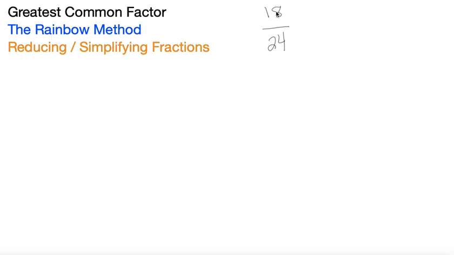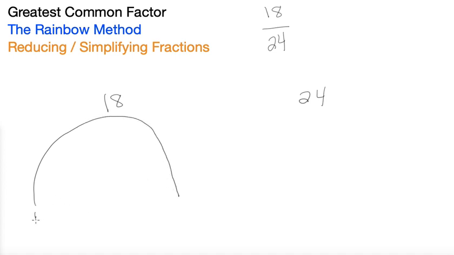How it works is our goal when we reduce is to create a new equivalent fraction that has a smaller numerator and a smaller denominator. So what I like to do is break apart my numerator and my denominator, and then I find all the factors from those two numbers. So we create a rainbow, a factor rainbow. It ends up being called a rainbow because in the end it looks like one.